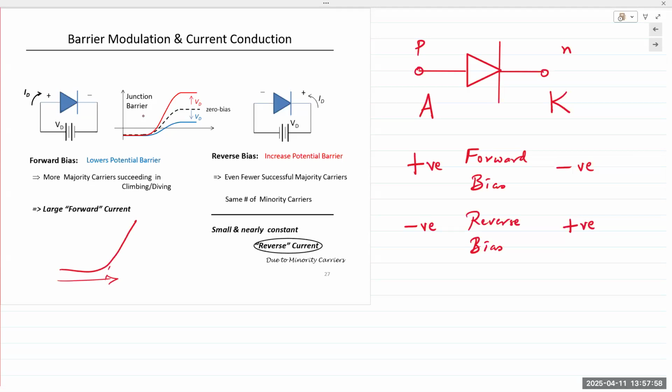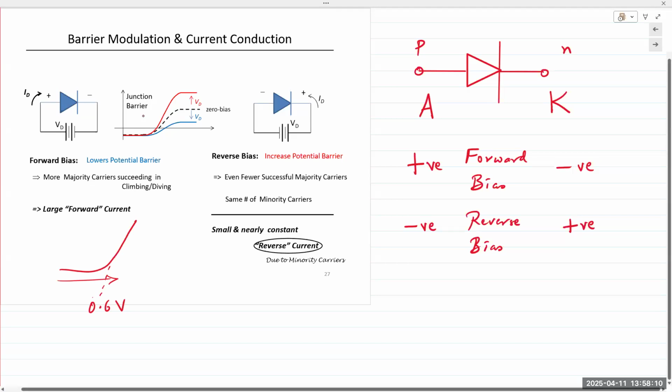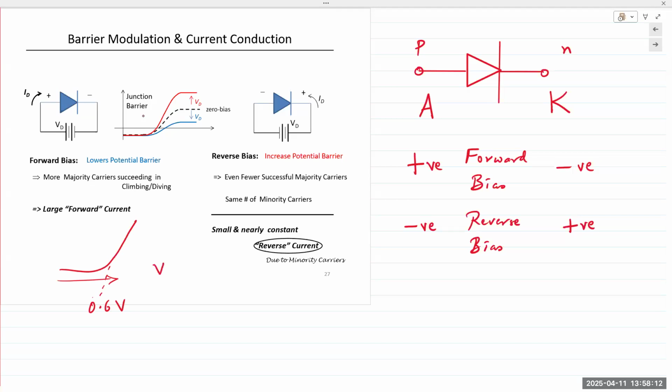Until 0.6 volts, not much current flows, then there's a sharp curve and it goes upwards. So for a small increase in voltage, there's a huge increase in the current. That's why we have these kinds of characteristics, the VI characteristics.